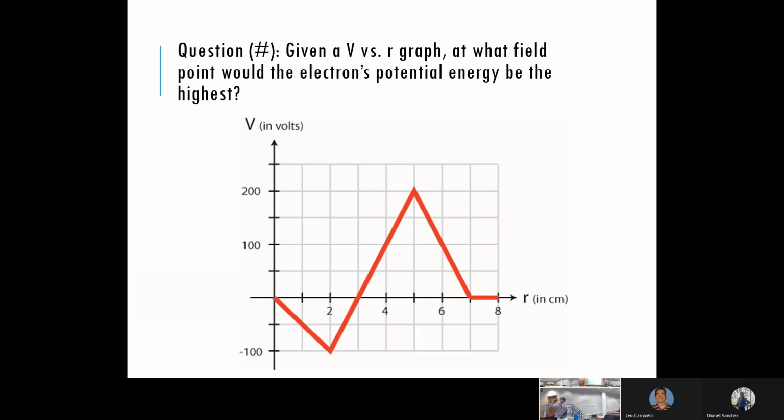Okay, given the potential versus position graph, I'm thinking one-dimensional motion right now. At what field point would the electron's potential energy be the highest? Notice I put an electron. Go ahead, talk to your neighbor, get an idea. At what location, at what distance from the starting point, the origin, which I have over here, will the electron's potential energy be the highest? Go ahead, talk to your neighbor, get an idea.